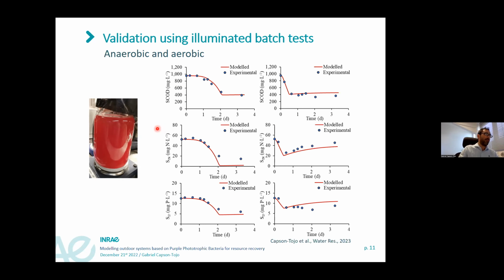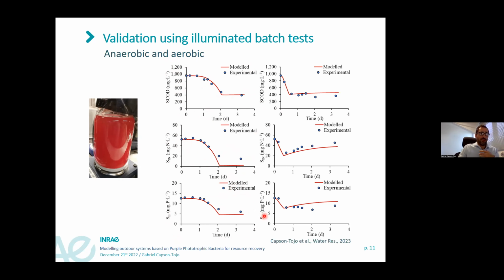And when we moved to validation, the first thing that we did was using data from batch tests, mostly because we wanted to test both anaerobic and aerobic conditions. And this is what you see here on the left. These are the anaerobic results, and as you can see, the model was able to predict pretty nicely the SCOD consumption, as well as the kinetics of nitrogen and phosphorus consumption. We had a bit of an offset here, which we think is due to increased death rate at the end of the batch tests, but we still need to check it out.